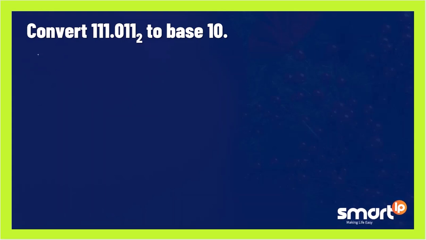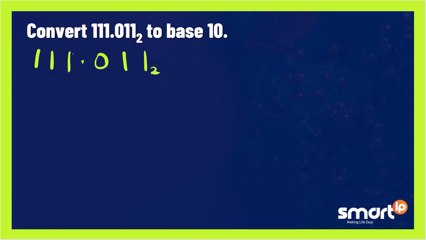We are asked to convert 1.011 in base 2 to base 10. So the first thing we need to do is to write down the powers of all the digits in this number. Okay, so first take out the whole number part, which is the integer part. The integer part here is the number before the decimal point, and that is this 111. Okay, so let's put the power on the 111.